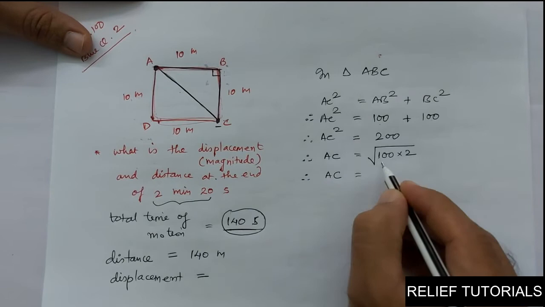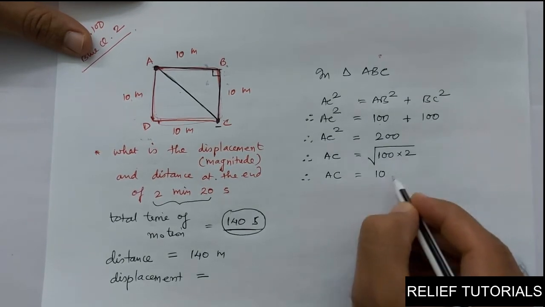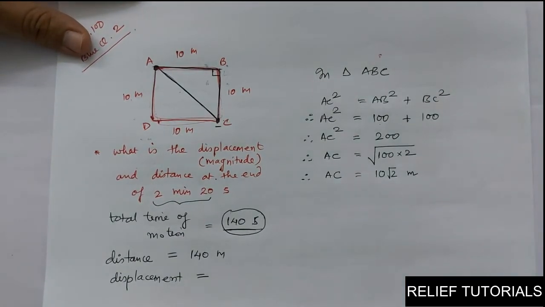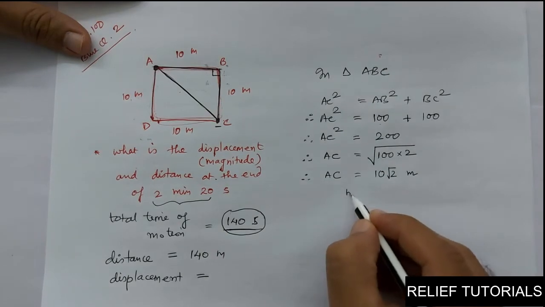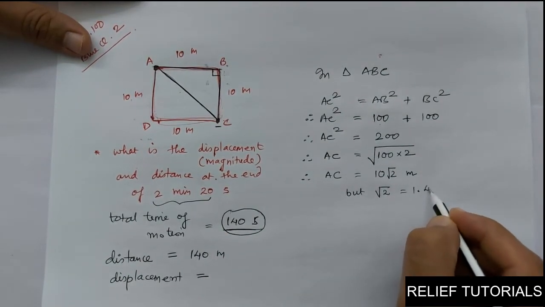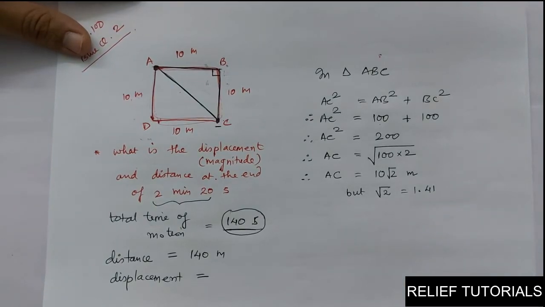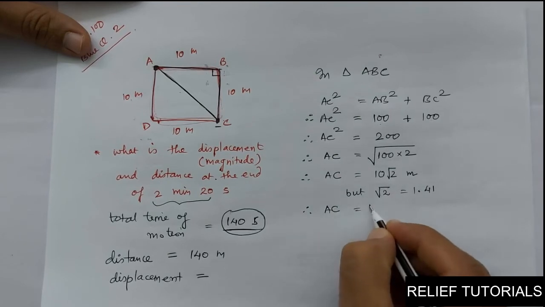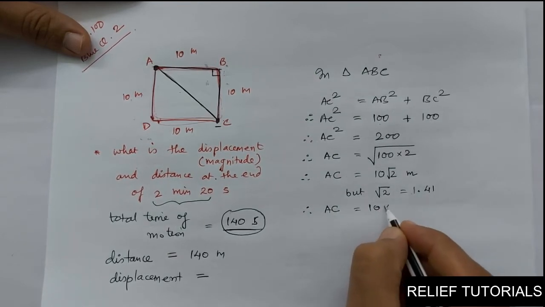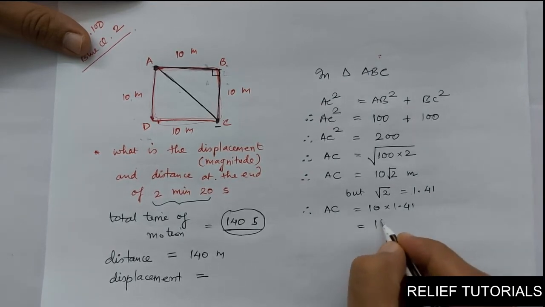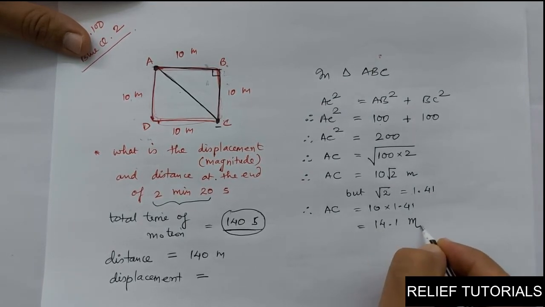Therefore AC is root of 100, which is 10, and root of 2 is not possible to simplify, so it is root 2. So 10 root 2 meter is the displacement. But root 2 is generally taken as 1.41. Then can I say that AC is equal to 10 root 2, and in place of root 2 we write 1.41. So 10 into 1.41 means 14.1 meter.